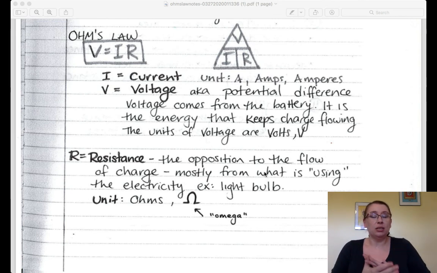All right, so we're going to do a little bit of math. We can use that same triangle we've always used.